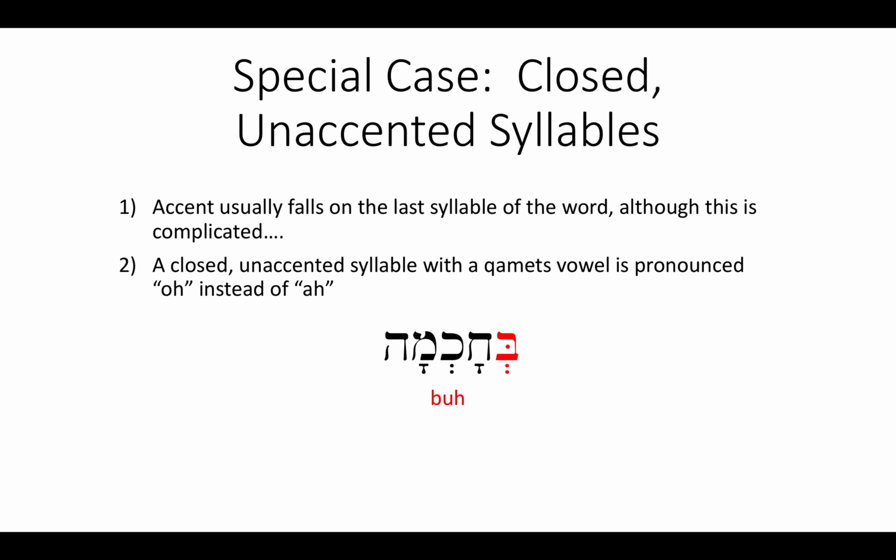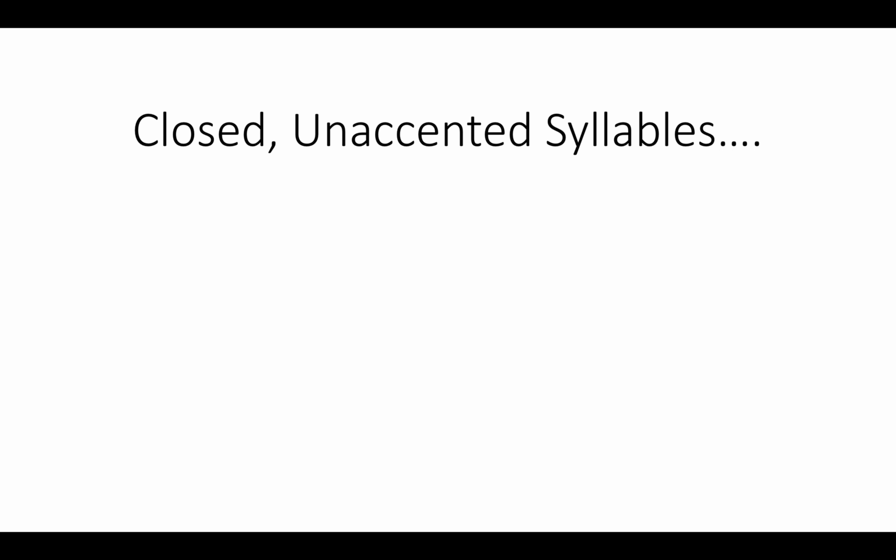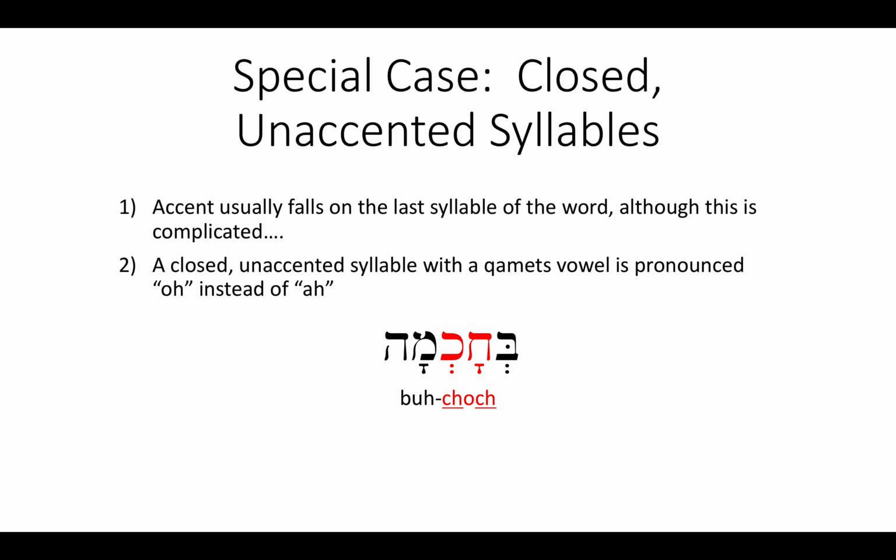Here is our closed, unaccented syllable in this word. This is pronounced hoch. It has that ch sound at the beginning and the end. So bahoch. And then our final syllable is ma. So it's bahochma instead of bahachma. You see this syllable has a kametz vowel, the T-shaped vowel, and it's pronounced ah. And in the same word, it appears in the middle syllable and it's pronounced o. So bahochma.